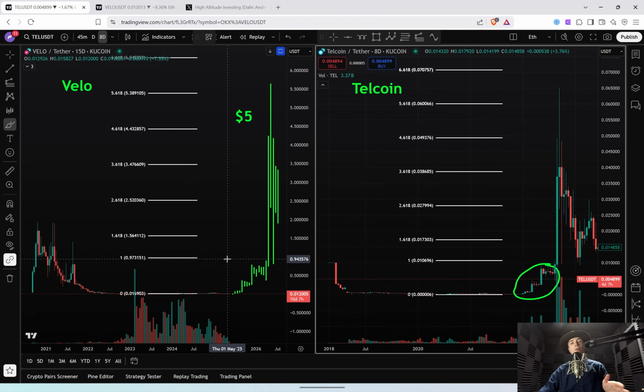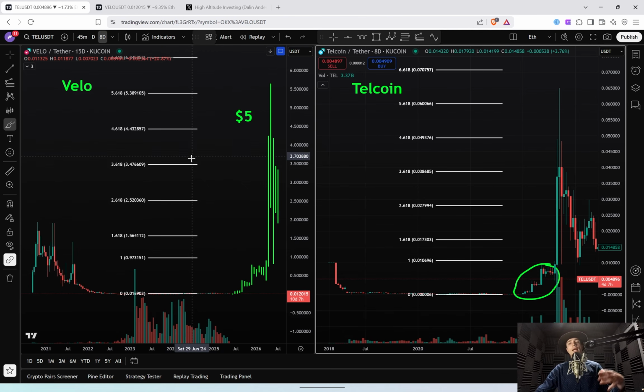We have the volume for it. The team is developing this coin continuously, has a huge community, and everything is really set up for this coin to see a massive parabolic run. Now, if we don't go all the way to $5, maybe we top out only at $3, that would still be a huge parabolic run for this coin, especially considering we're only worth just over a penny right now.